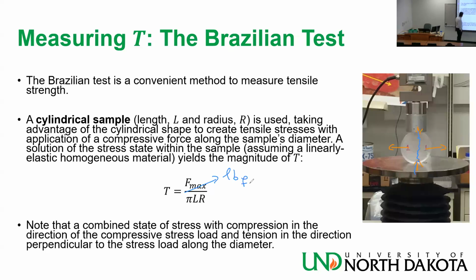Note that the combined stress, with compression in the direction of the compressive stress load and tension in the direction perpendicular to the stress load along the diameter, is what the arrows are showing. I'm applying compression top down and I'm getting tension left and right. Okay, and then I just plug it in. So this pound force value is the value at which I fail. So it's the value at which I get the T, basically. It's very easy to do in the lab. Yeah, because you have tension on the cylindrical shape. But it should be PRR.